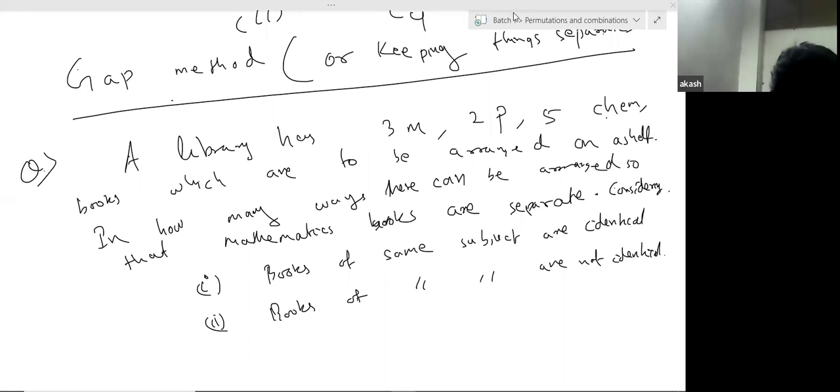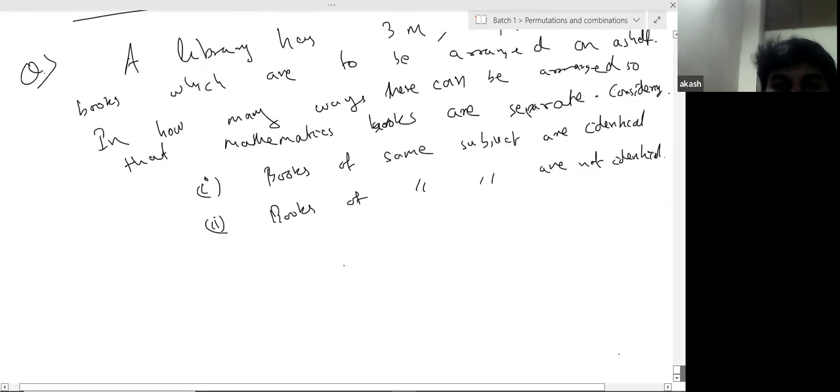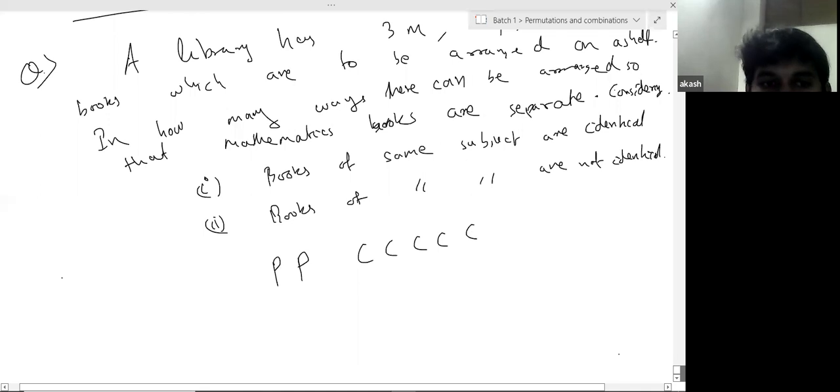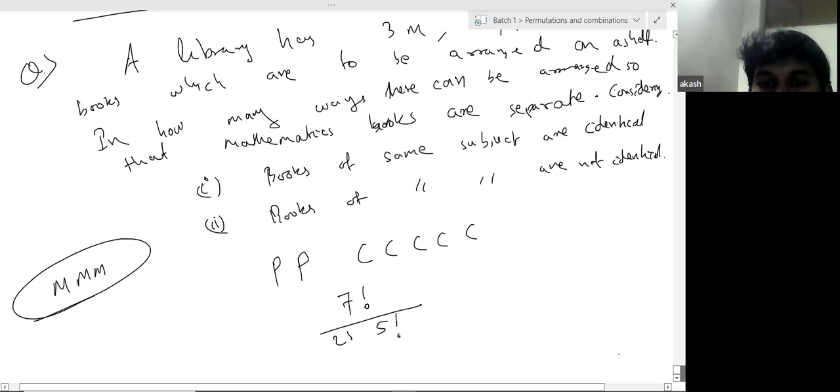All right, everyone wrote down the question. Okay. So we have 2 physics books, 5 chemistry books, right? Whenever the question says we need to separate some things, first arrange those things that we do not need to separate. All right. I'm not arranging mathematics books for this moment, right? I'm just arranging these 7. So how many ways can I do this? 7 factorial upon 2 factorial into 5 factorial.